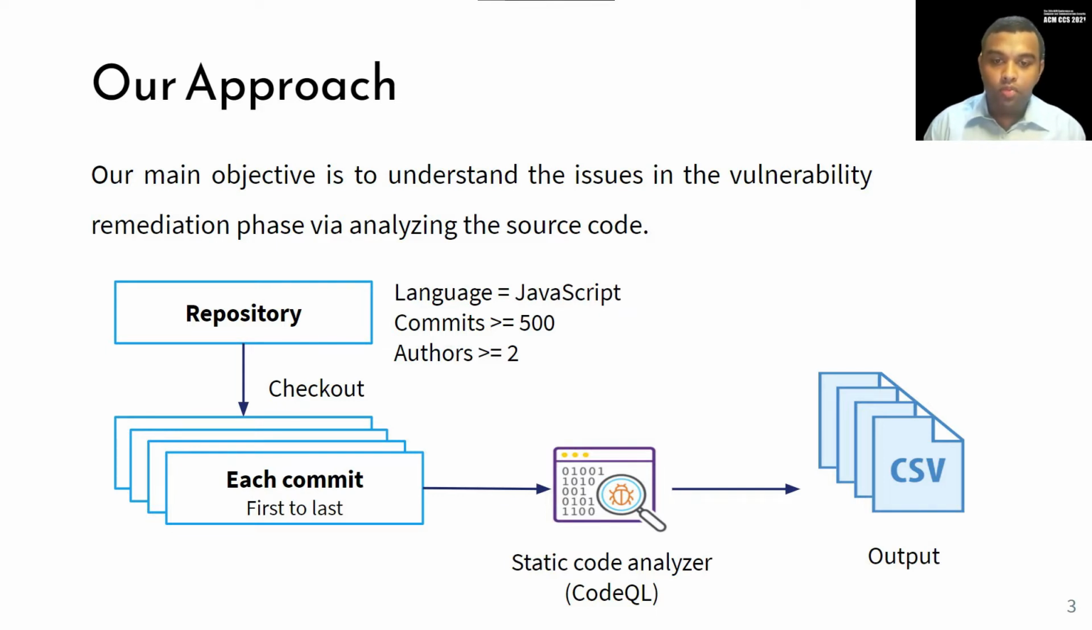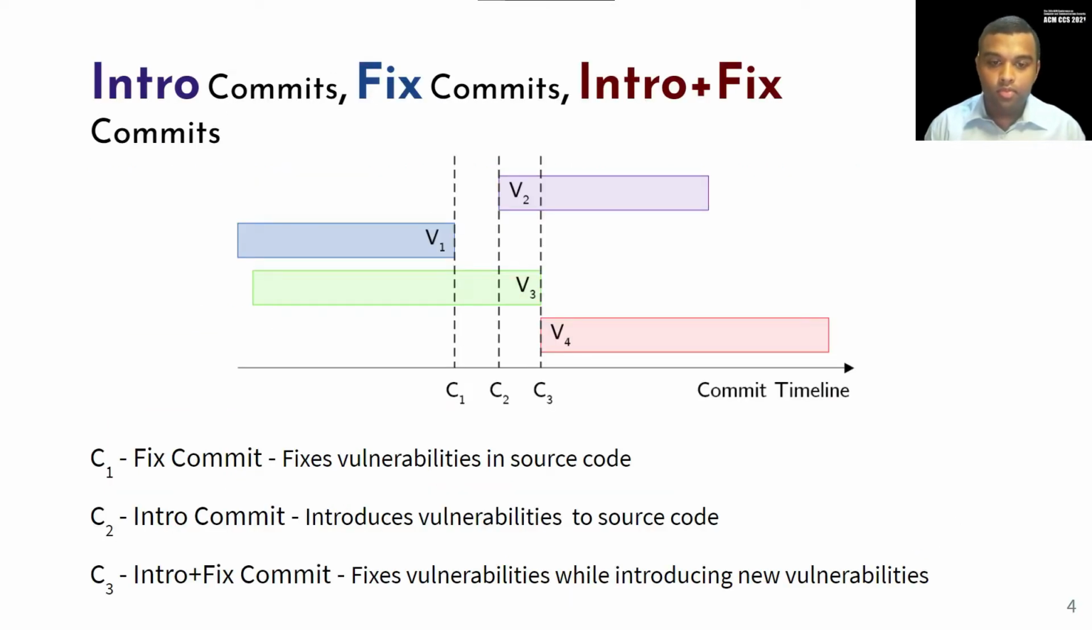We selected a set of widely used JavaScript repositories hosted on the GitHub platform, with the selection criteria where repositories have at least 500 commits and at least 2 commit authors. Then, for each repository, we analyze the source code from the first commit to the latest commit using the CodeQL static analyzer. We created a timeline of vulnerabilities introduced and fixed throughout the history of the repository using the static code analysis results, and we defined commits as follows.